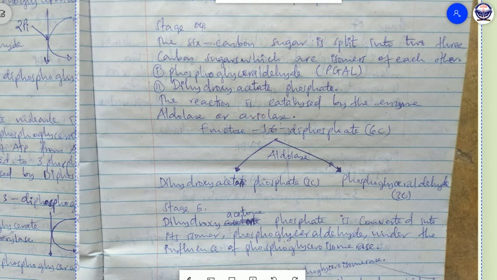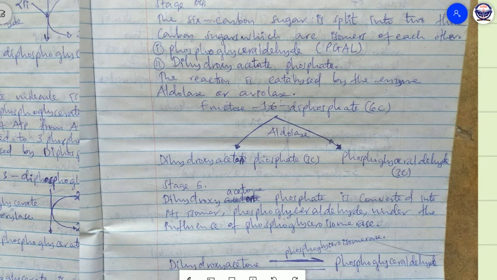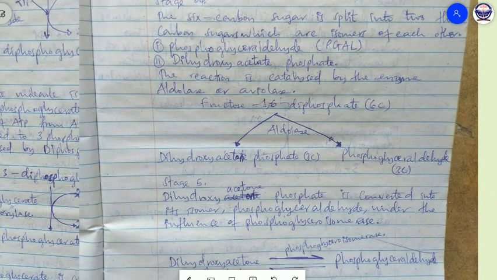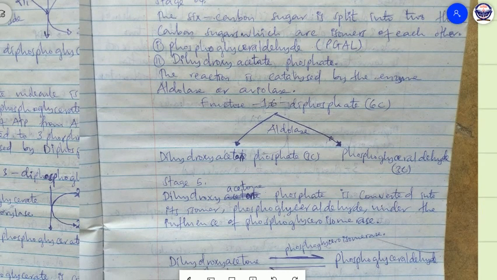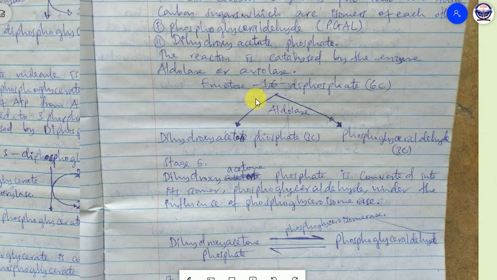So this enzyme, you must know it by its name. No explanation I can add to you behind this enzyme. But the enzyme is called aldolase or alveolase. Now fructose 1,6 diphosphate, which is 6 carbon compound, is split into dihydroxyl acetone, which is 3 carbon compound, and the phosphoglycerol aldehyde, which is 3 carbon compound.